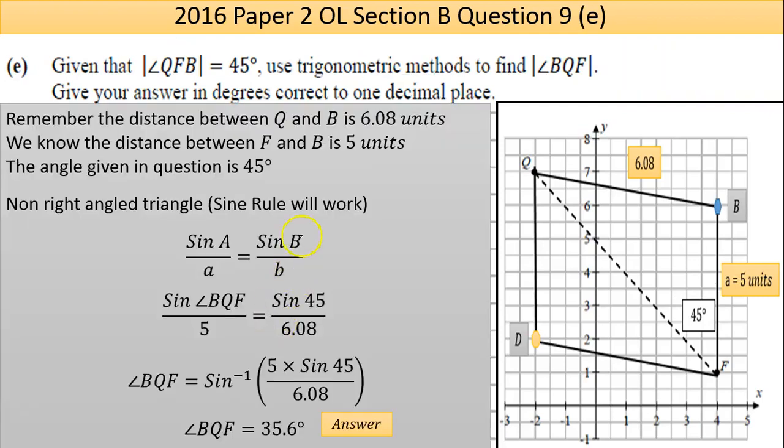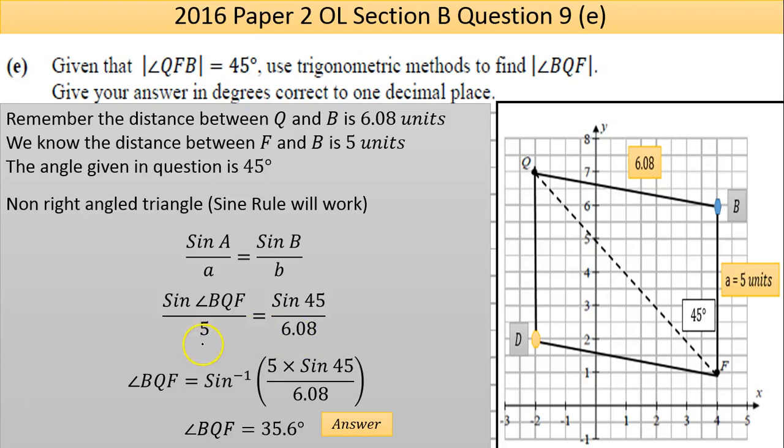Just come through and do it. I have my formula written out. I've put in my angle. Now, I don't need to call that BQF, I could say calling it sine A. I'm just putting it so you know what I'm talking about. Sine A divided by 5 equals sine 45 divided by 6.08.